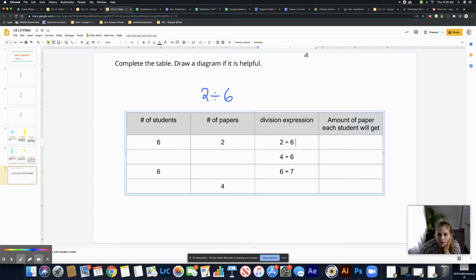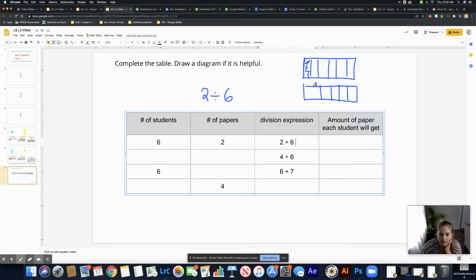How much paper will each student get? So I'm going to draw my picture. I have 2 papers and I have 6 students. So I'm going to split each one of these into 6, and then I'm going to say 1 student would get that. Then I'm going to divide my second paper into 6, saying each student gets a piece, and then I'm going to shade and say that 1 student would get this. So each student would get 2/6 of a piece of paper.